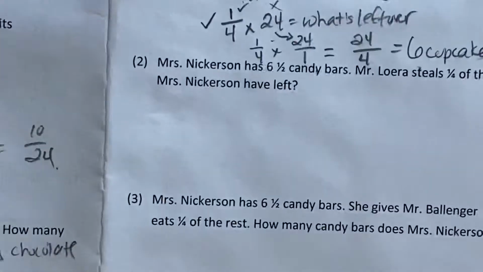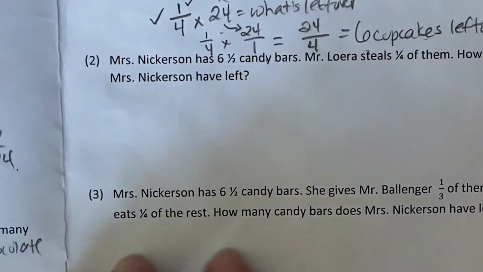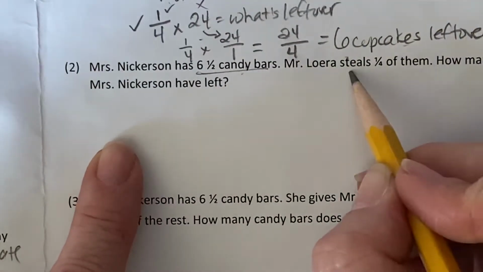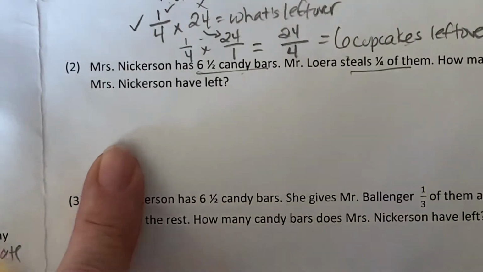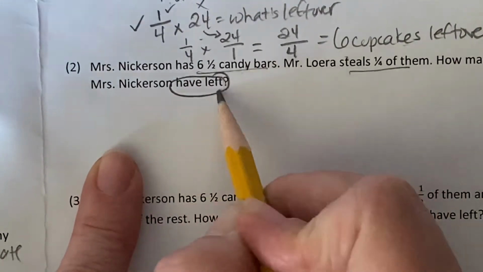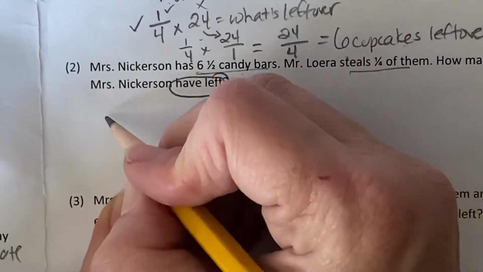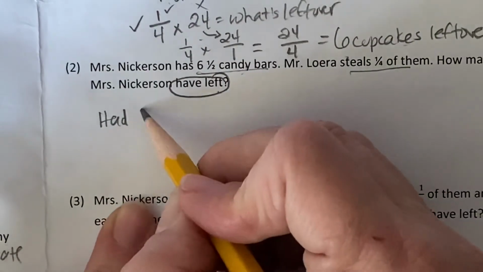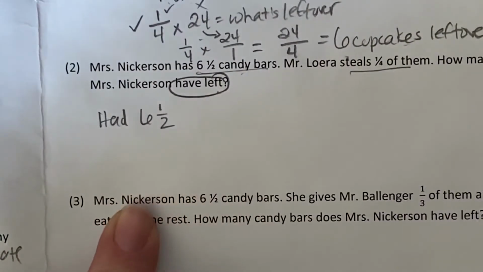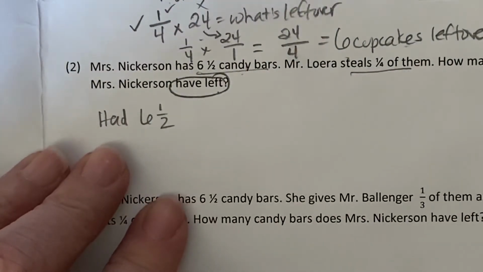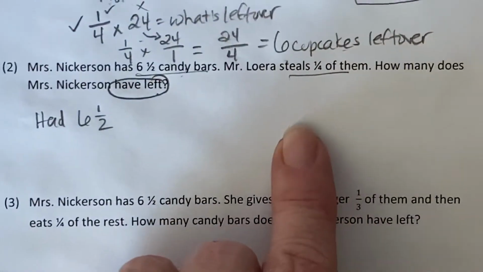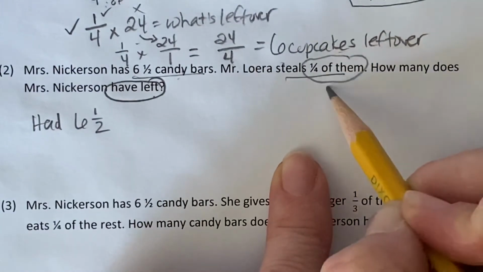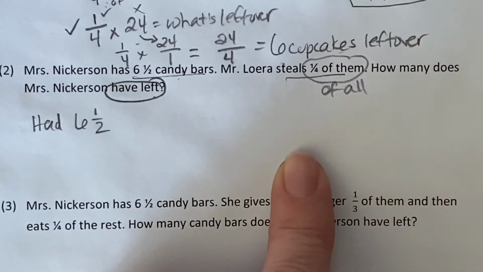Okay, so let's try this again with number 2. Mrs. Nickerson had 6.5 candy bars. Mr. Loera steals 1/4 of them. How many does Mrs. Nickerson have left? Again, I want to know what I have left over. So what I had is 6.5. Mr. Loera stole 1/4 of them. Did he steal 1/4 of one candy bar, or did he steal 1/4 of all the candy bars? He stole 1/4 of all.